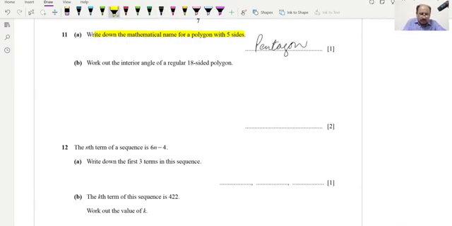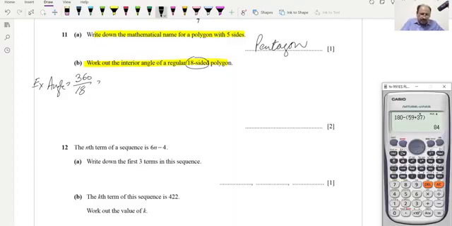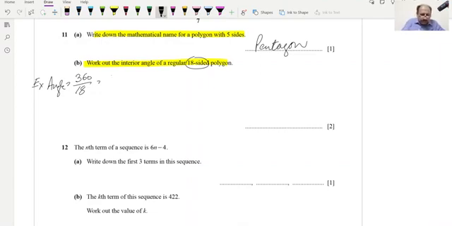Then work out the interior angle of a regular 18 sided polygon. So exterior angle we know is 360 divided by the number of sides, which is 18. So exterior angle we can find, this will be basically 20. So 360 divided by 18 will be 20. And 20 degrees is the exterior angle, but we need the interior angle as they have mentioned.